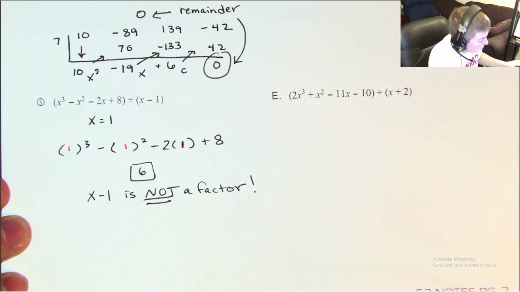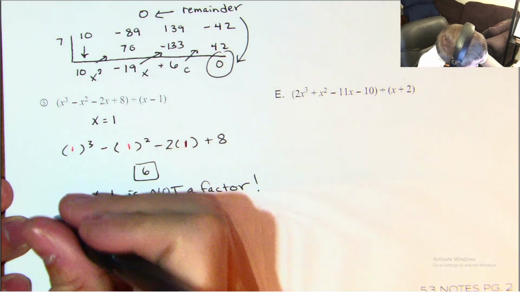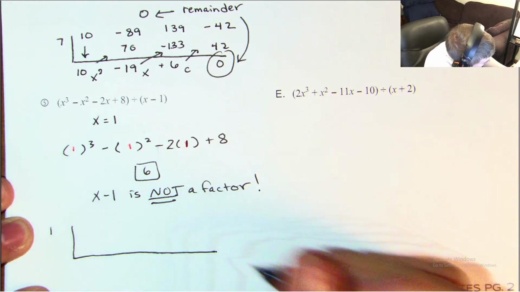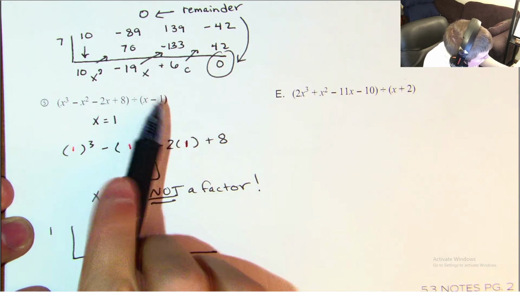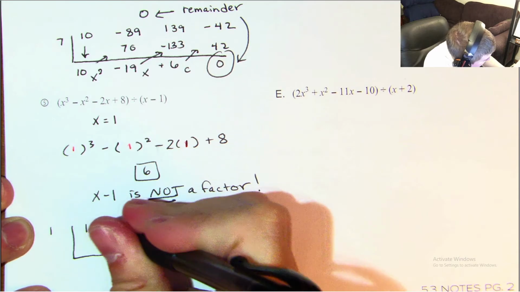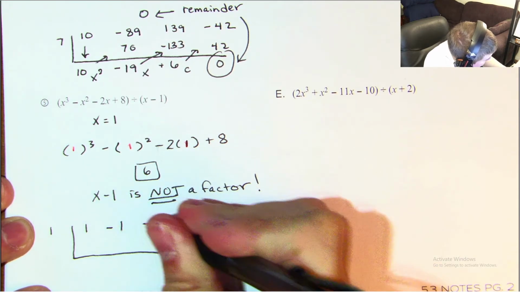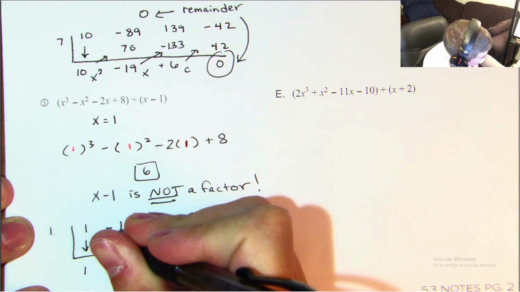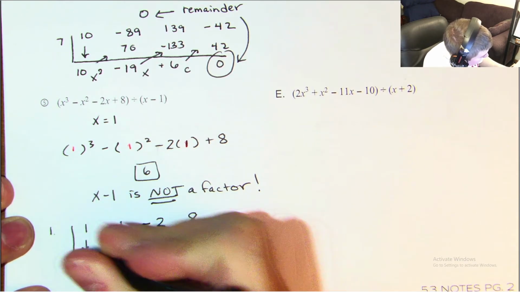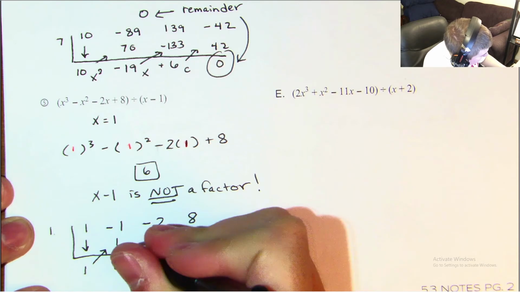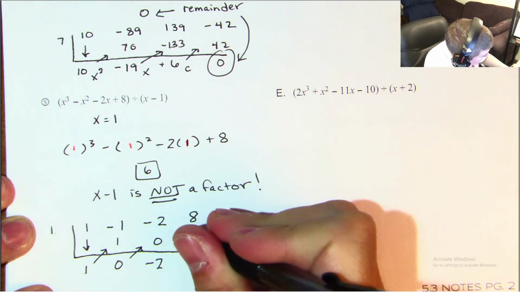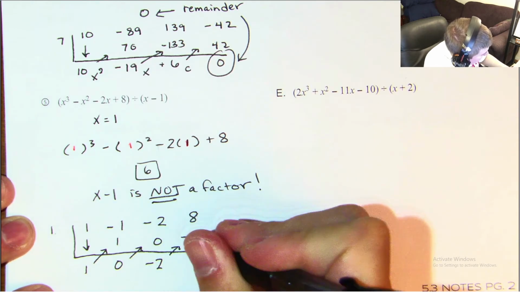Okay, and again, I'm going to show that with long division. So we're going to go ahead and put a 1 out here, because that's the value that will make this 0. And we're going to get 1, negative 1, negative 2, and 8. 1 times 1 is 1. This is 0. 1 times 0 is 0. This is negative 2. 1 times negative 2 is negative 2. 8 and negative 2 is 6.